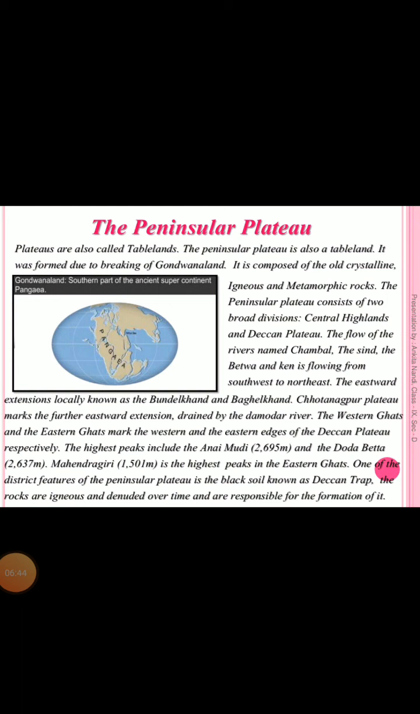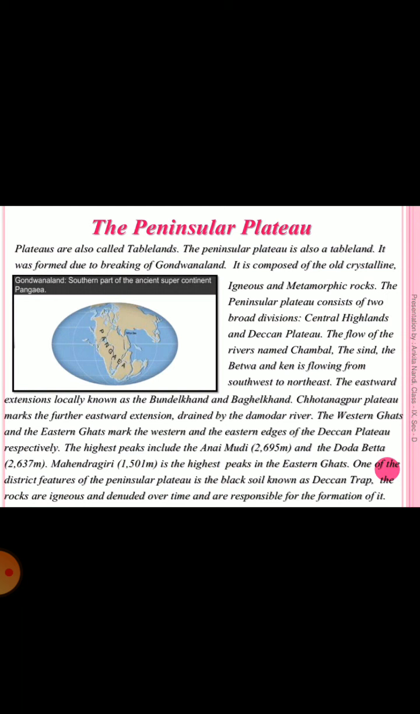Now, students, after reading about the northern plains, we are going to read about another important physiographic division of India, that is the Peninsular Plateau. Plateaus are also called tablelands. The Peninsular Plateau is also a tableland. It was formed due to the breaking of Gondwana land. It is composed of old crystalline, igneous, and metamorphic rocks.